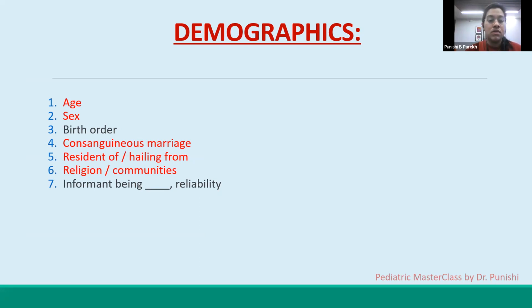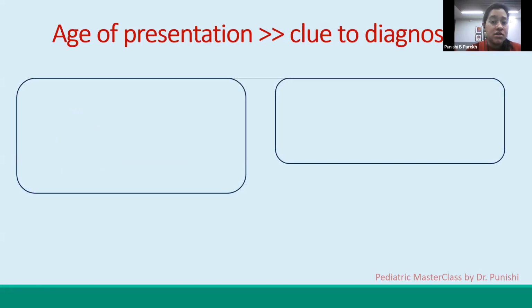Now, when we talk about all of these questions with respect to a case that has anemia with or without abdominal distension, there is importance and a lot of significance to each and every question as to why we ask it and what extra information each of these points is going to provide, which will help you come to your diagnosis. So if you look at the age, how does the age of presentation give you a clue to the diagnosis?